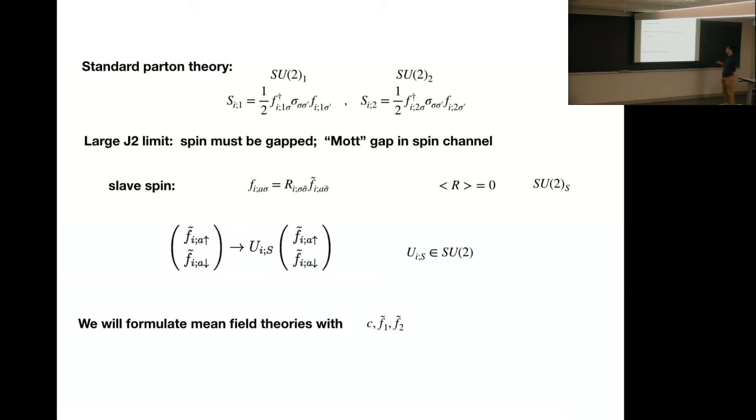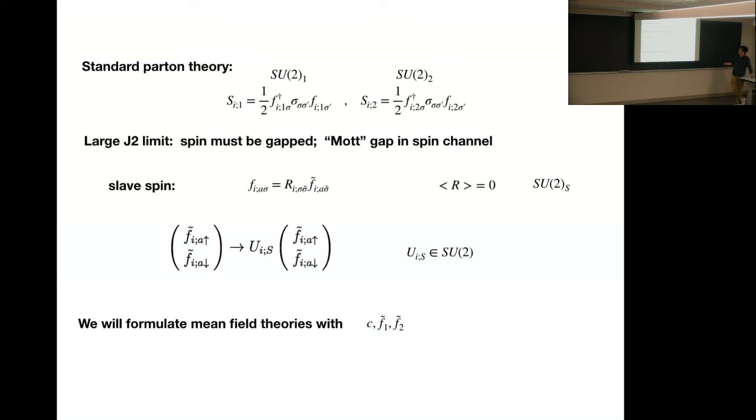So here I want to do similar things, because I want to go to the large J2 limit. So I know S1 and S2 will be gapped. So now I introduce a slave, in this case, a slave spin, and I let this slave spin carry the physical SU2. When this slave spin is gapped in the large J2 limit, I will have this F, and this F will not carry spin anymore. It couples to an SU2 gauge field. This is basically another way to derive the gauge theory introduced here. It's quite equivalent.